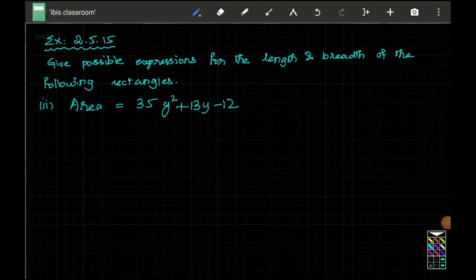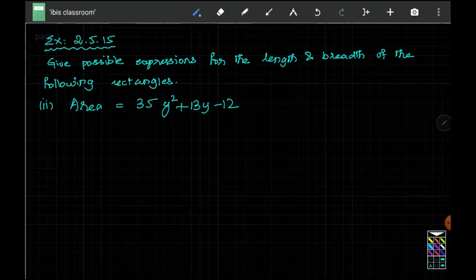I hope you all have watched the first question in 2.5.15 in exercise 2.5. We have the first question done already. This is the second question. So I'm not going to explain step by step as in the previous question.